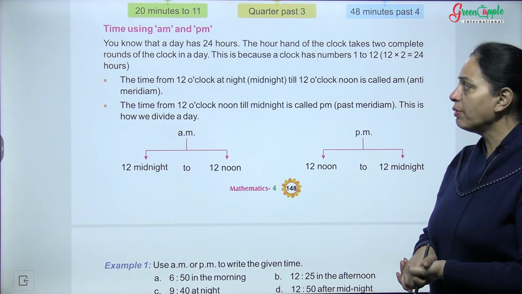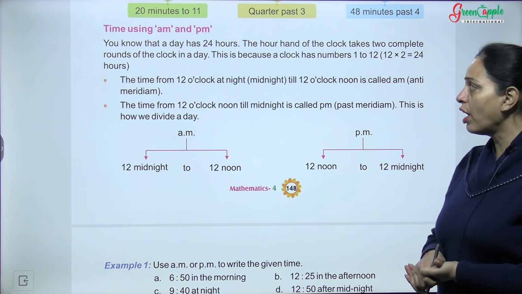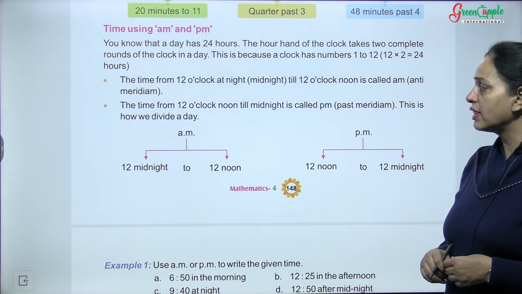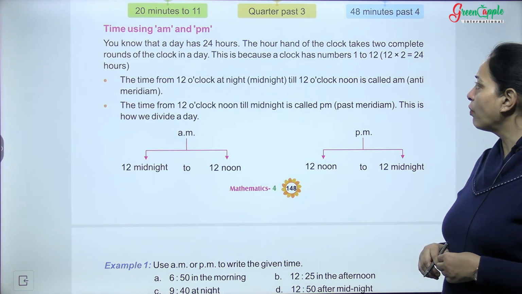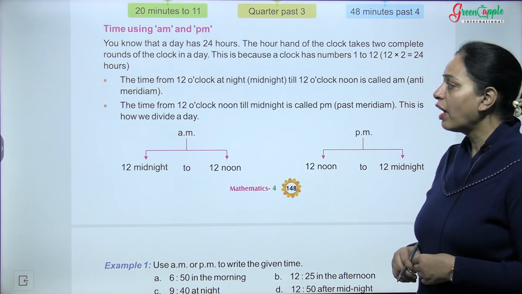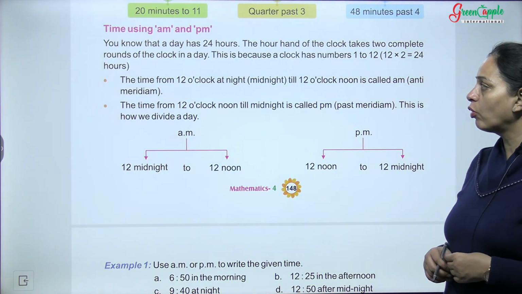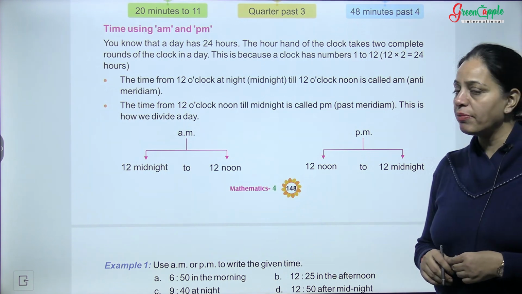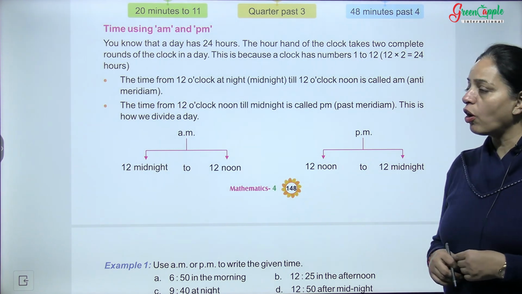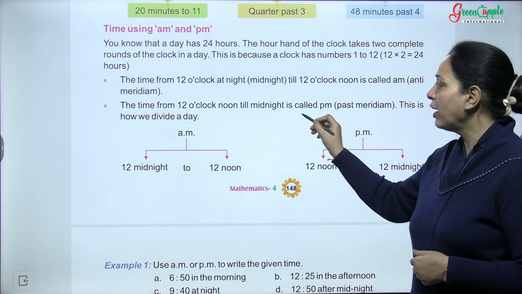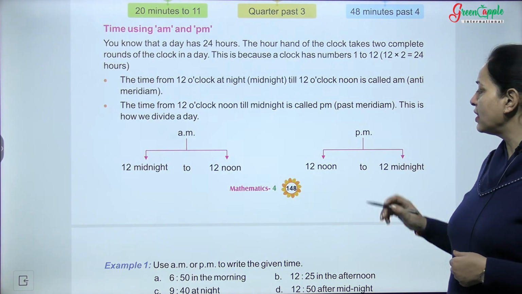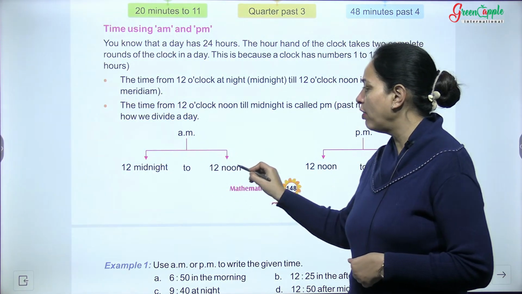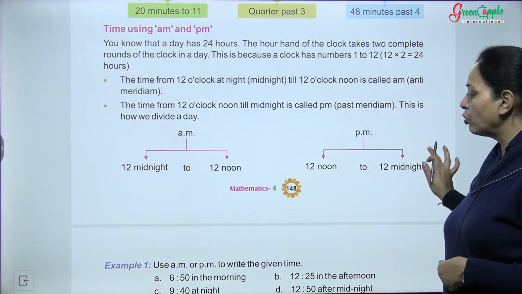Now time using AM and PM. You know that a day has 24 hours. The hour hand of the clock takes 2 complete rounds of the clock in a day. This is because the clock has numbers 1 to 12, which means 24 hours. Now the first point: the time from 12 o'clock at night, midnight, till 12 o'clock noon is called AM, ante meridiem, and the time from 12 o'clock noon till midnight is called PM, post meridiem. This is how we divide a day: AM, 12 midnight to 12 noon, and PM, 12 noon to 12 midnight.